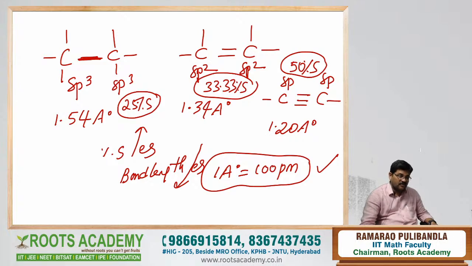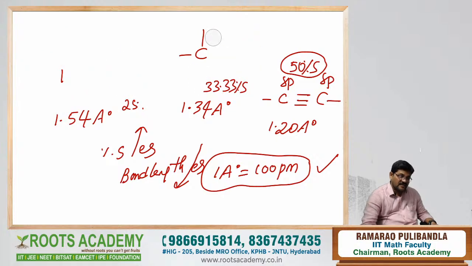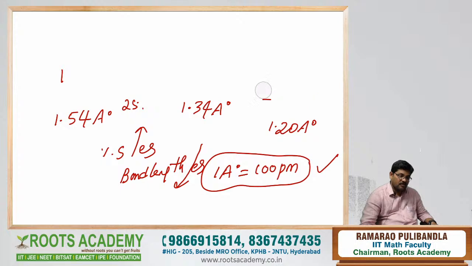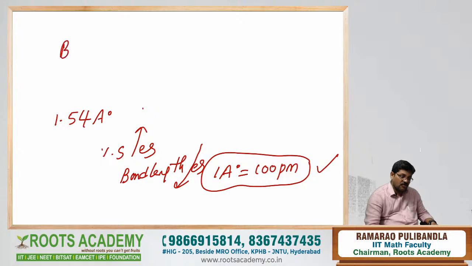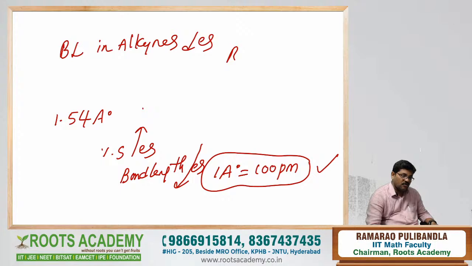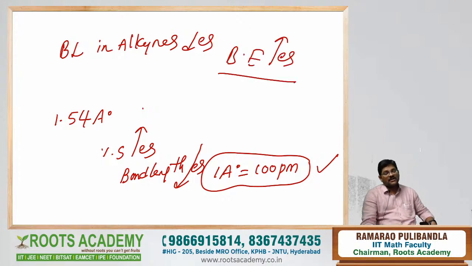See the next important point. Bond length is inversely proportional to bond energy. The bond length is less in alkynes, therefore the bond energy is more for alkynes. Because of the triple bond, the bond energy is more, because bond length is inversely proportional to bond energy.